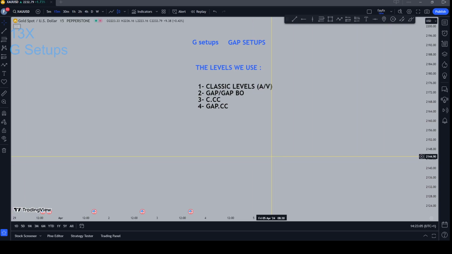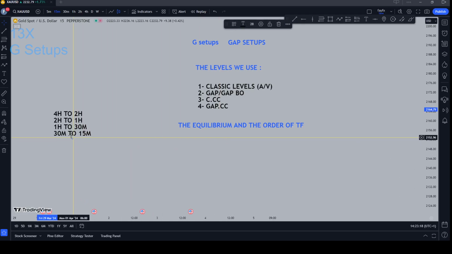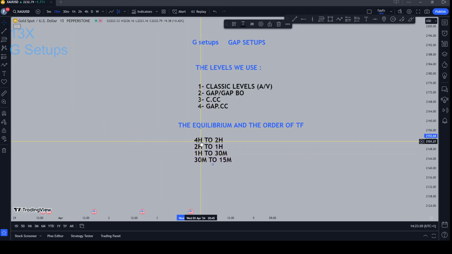We learned also the equilibrium and order of time frames, the way we use time frames is like this. X time frame, one time frame below: 4 hours, 2 hours, 2 hours to 1 hour, 1 hour to 15 minutes, and 15 minutes to 15 minutes.